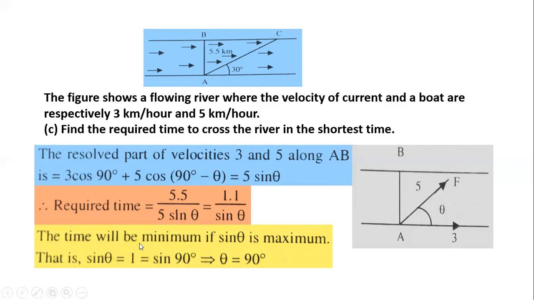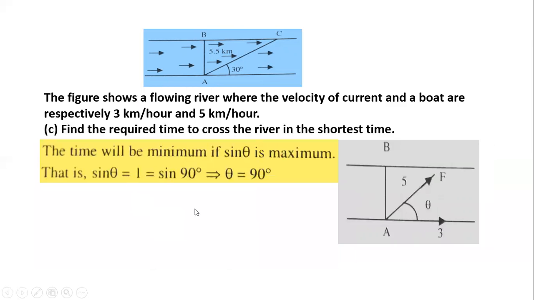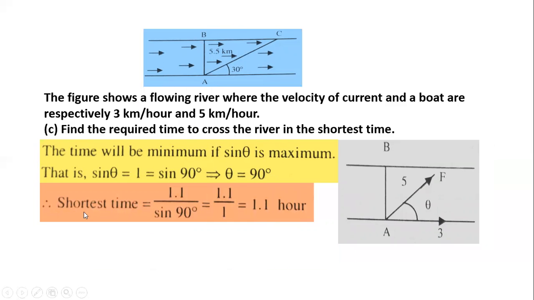The time will be minimum if sin theta is maximum, that is sin theta equal to 1. You know the maximum value of sin theta is 1, which is sin 90 degree, that means theta equal to 90 degree. Now the shortest time is 1.1 by sin 90 degree, that means 1.1 by 1, that means 1.1 hour. So we found the required time to cross this river in the shortest time.